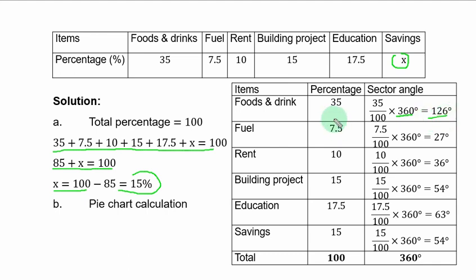You do the same thing for 7.5, you have 27 degrees. For 10%, you have 36 degrees. For 15%, you have 54 degrees. For 17.5%, you have 63 degrees, and the remaining 50% is also 54 degrees. If you add up all the sectorial angles, you should have 360 degrees. So next, we represent all of these in a pie chart.